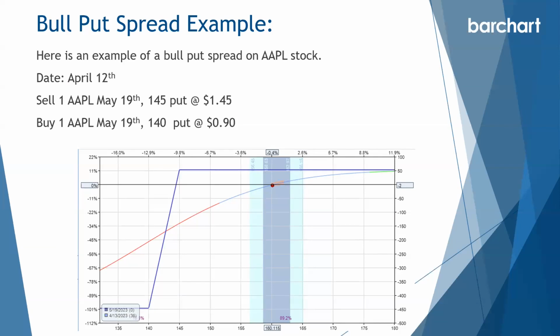And you can see the thick blue line there is our expiration date payoff graph, and the curved line is what's known as a T+0 line, which basically tells us how the trade looks as of today. So you can see if the stock goes down a little bit early in the trade, we could lose some money, but as long as it stays above 145 at expiration, the put spread will expire worthless and achieve the full profit.